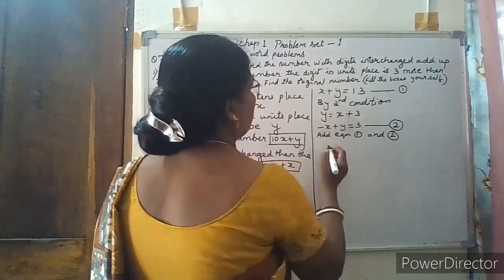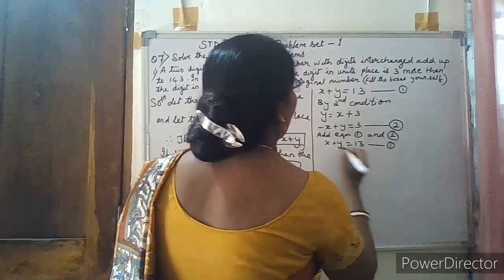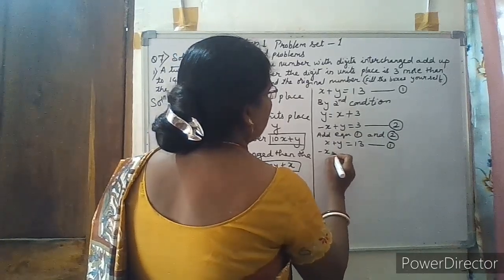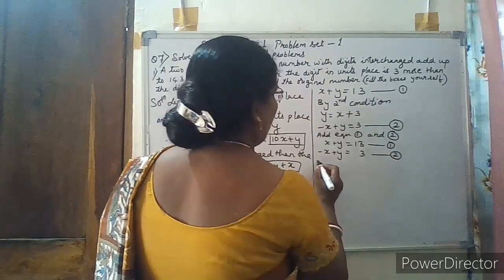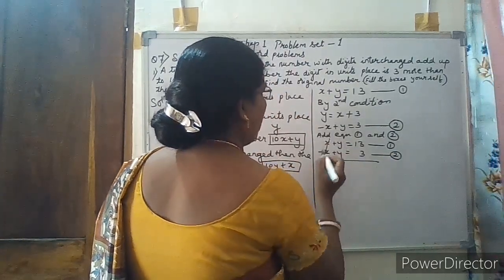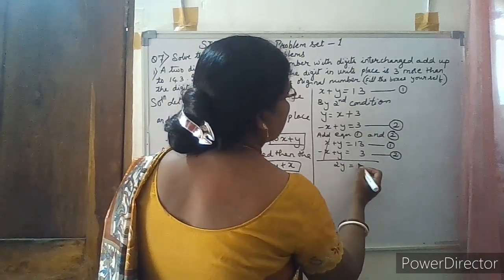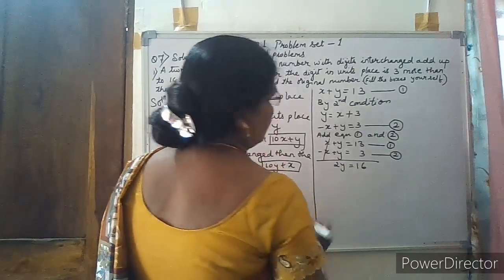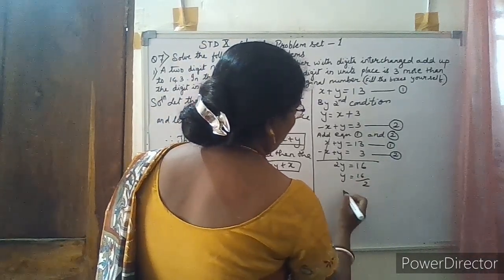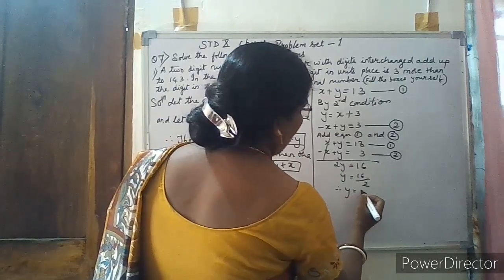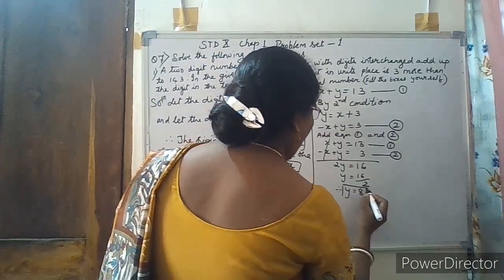So when we add up, x plus y is equal to 13. This is equation 1. Then minus x plus y is equal to 3. This is equation 2. So when I add up, x gets cancelled, and so it is 2y is equal to 16. So y is equal to 16 by 2. Therefore y is equal to 8. So we got the value of y.